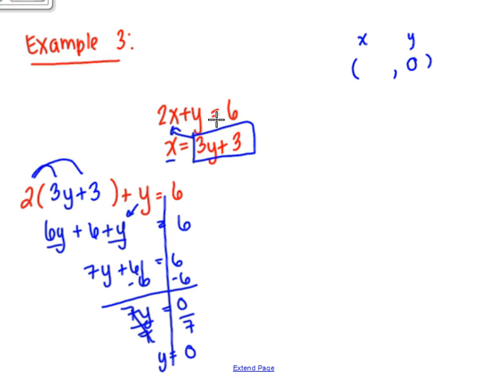Now I'm going to plug that y value in, and you can plug it into either equation and you'll get the same answer. I think the second one looks easier, so I'm doing x equals 3 times y plus 3. Well, y was 0. So x is equal to 3 times 0, which is 0, plus 3, which is 3. So it's the ordered pair 3, 0. That's my solution. That's where they cross.